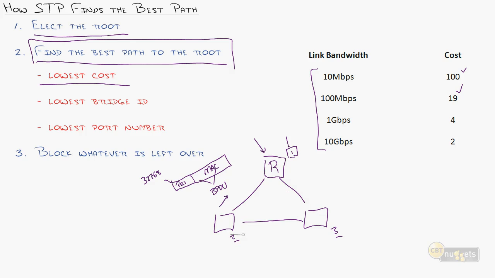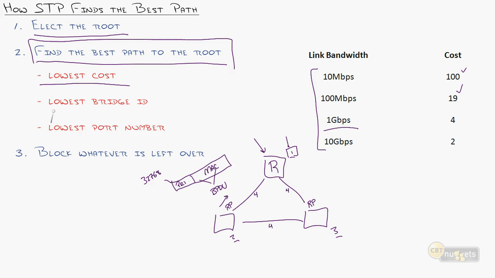Let's just say for the sake of this example, let's be simple. Everything is a gigabit per second. So it's a cost of 4, cost of 4, cost of 4. So they all say, okay, the lowest cost is the one I want to go. So this guy says, this is my root port because it only costs me 4. The other way would cost me 8. This is my root port, and I go there.